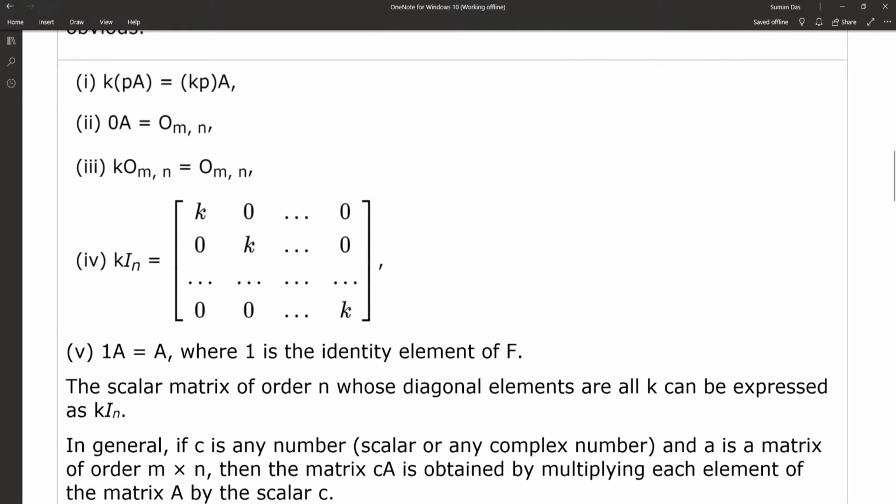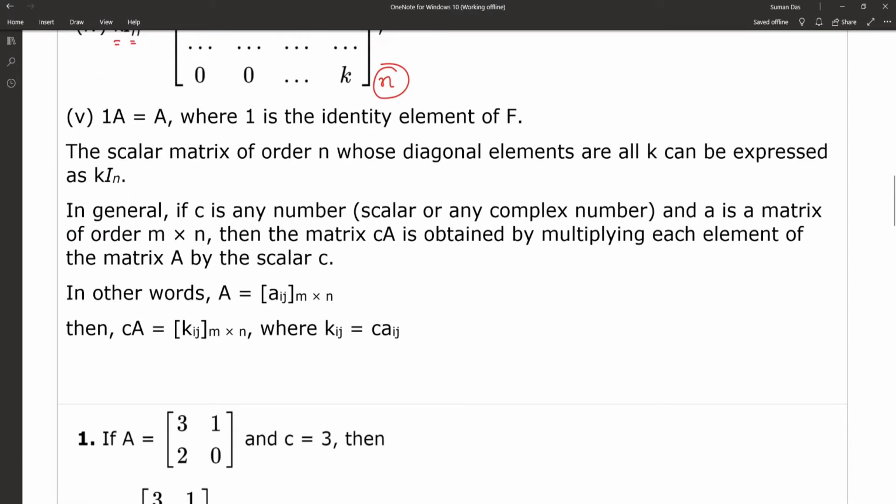K into PA is equal to KP into A. 0 into A must give us the null matrix of order M cross N, because A is the matrix with order M cross N. K into the null matrix of order M cross N also gives us the null matrix of order M cross N. And K into the identity matrix of order N, then only the 1s are multiplied by the scalar K, so we get a matrix of order N, and only the diagonal elements are K.